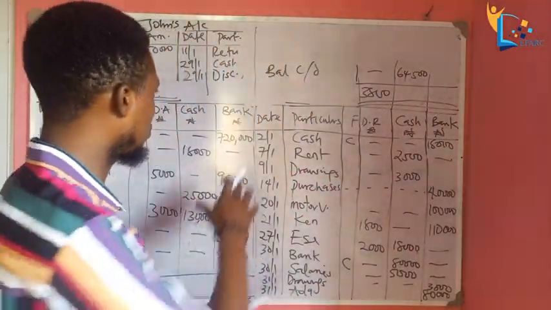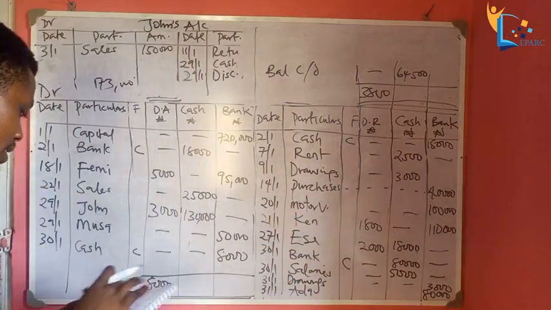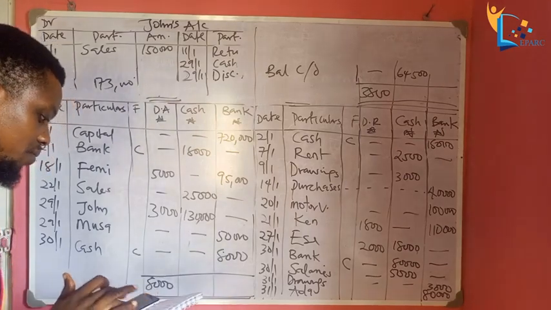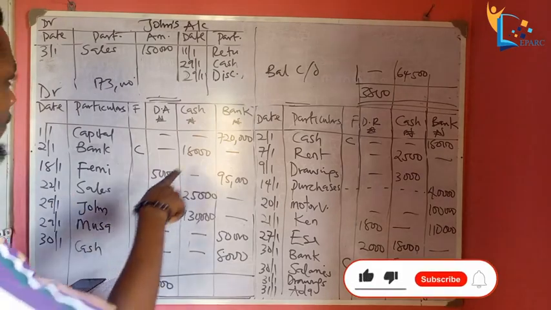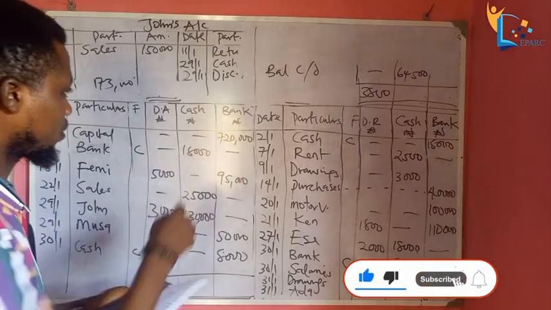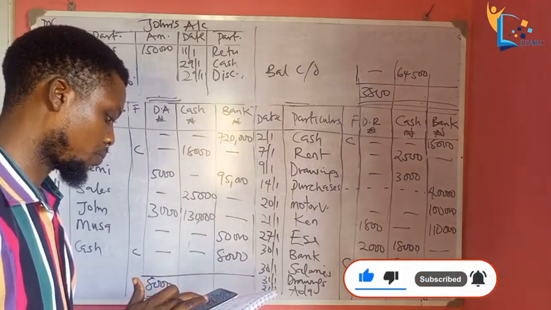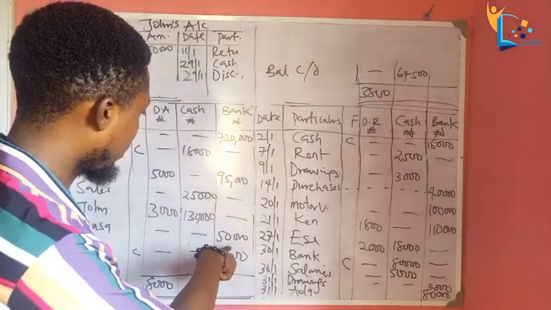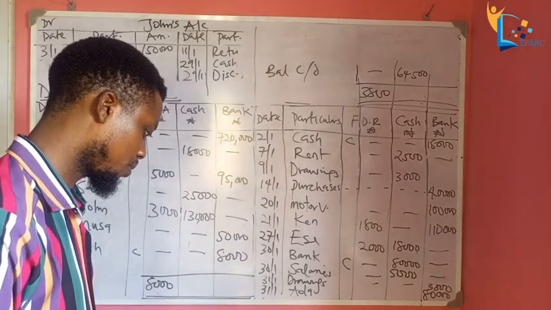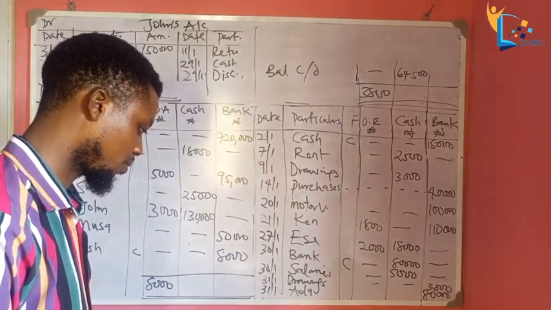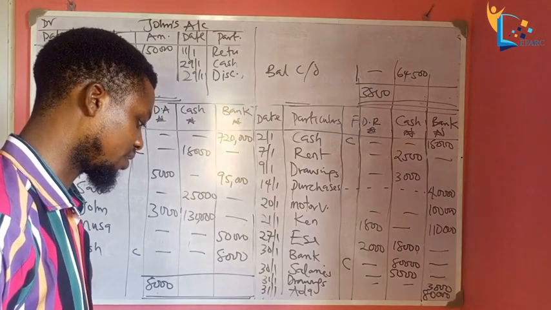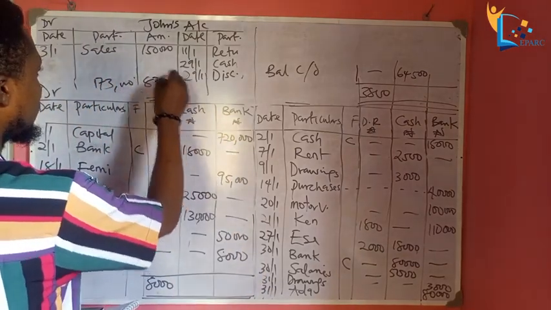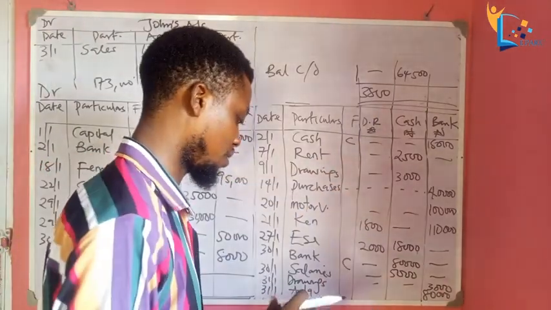Okay, so now let's do the bank side. We have 720,000 plus 95,000 plus 50,000 plus 8,000. So we have 873,000. 873,000. Okay, so let's add this side and see what we have.